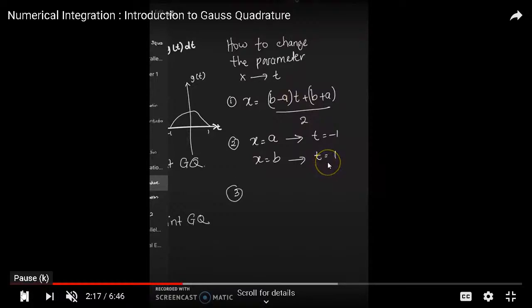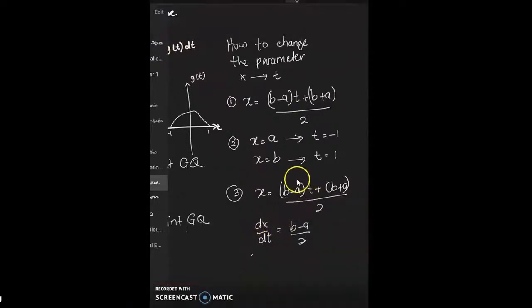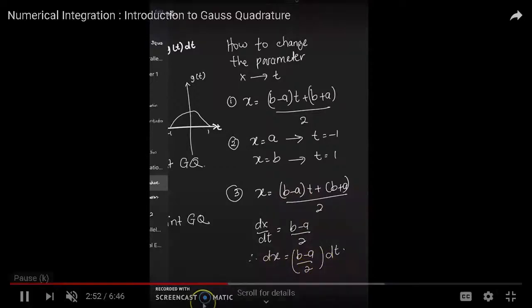Now, since we know how to transform from x to t, the next step, and I repeat again, is you need to change dx to dt. Take dx over dt: differentiating the expression with respect to t gives (b minus a) divided by 2. So dx is (b minus a) divided by 2 dt. You need to remember this.